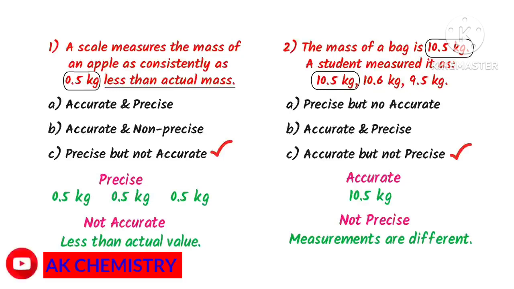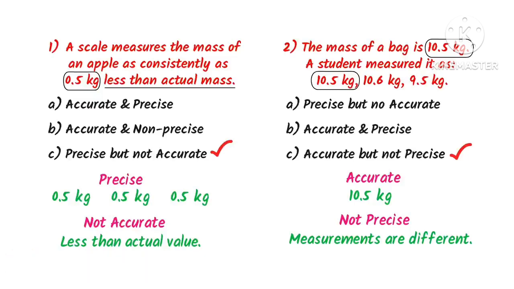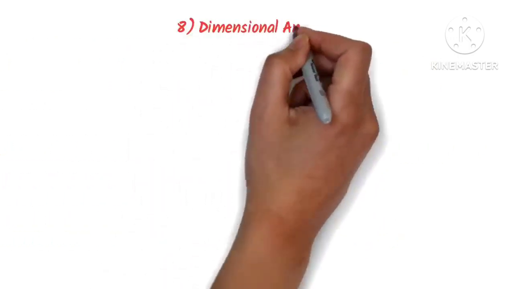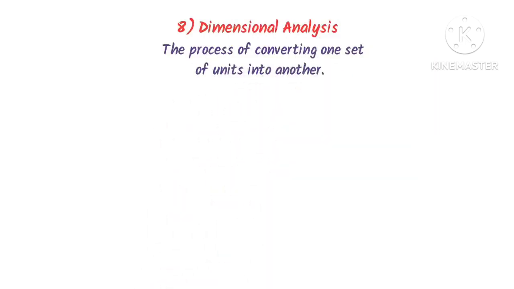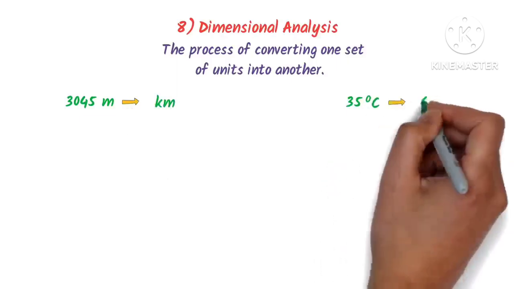Remember that we will not discuss topics of 9th class which we have already learned, like atomic masses, relative atomic masses, atomic mass unit, percentage composition, etc. So the next important topic is dimensional analysis. The process of converting one set of units to another is called dimensional analysis. For example, convert 3045 meter to kilometer and 35 degrees centigrade to Kelvin.